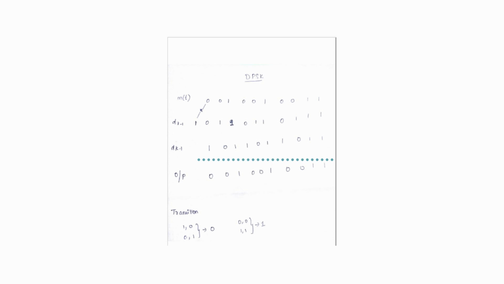It compares both signals, the previous d(k) and the right-shifted one. If the transition of the signal d(k) is 1 to 0 or 0 to 1, the message bit is 0. If it is 0 to 0 or 1 to 1, the message bit is 1. So the message signal and the received signal are the same.